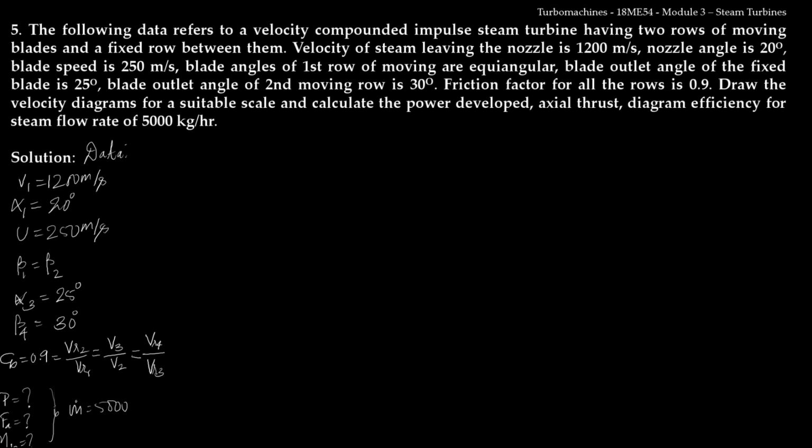5000 kg per hour. So this should be converted into kg per second. So to do that, I will divide 5000 by 3600 seconds per hour. So that will be equal to 1.389 kg per second. Now we have listed out all the data required.